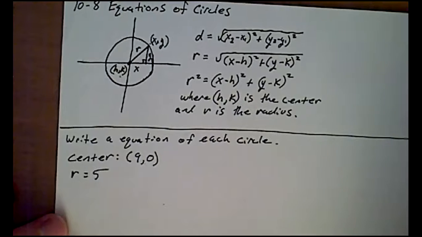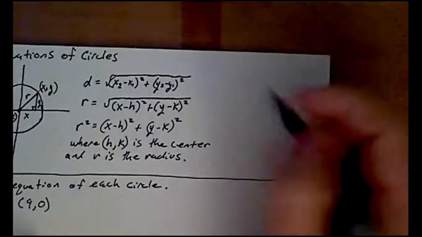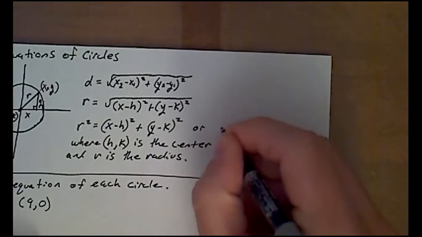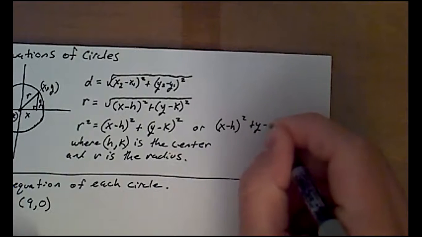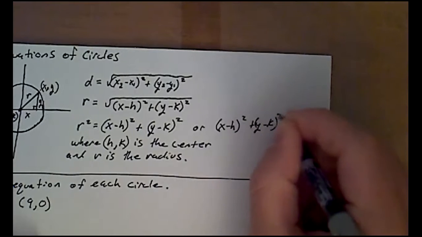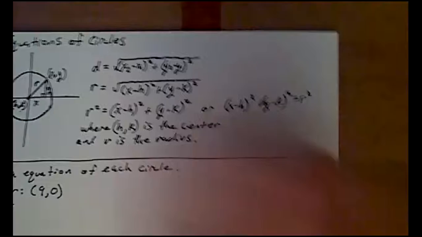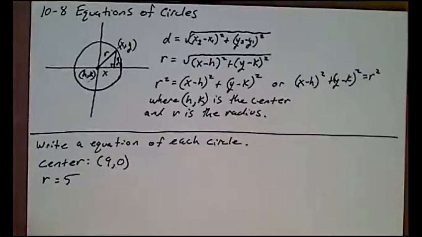So what would this equation look like? Just a note up here, a lot of times you will see it written the opposite way: (x minus h) squared plus (y minus k) squared equals r squared, where the r squared is on the right. It is the same equation. But we're going to normally put the r squared on the right.